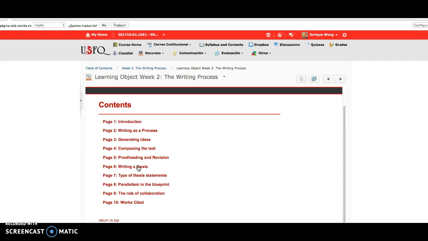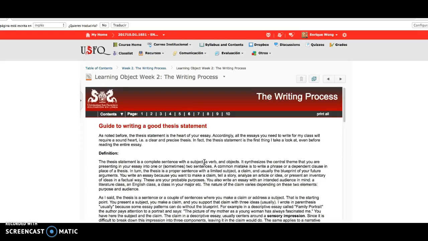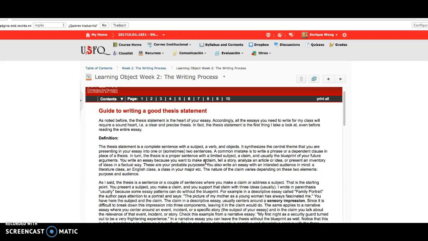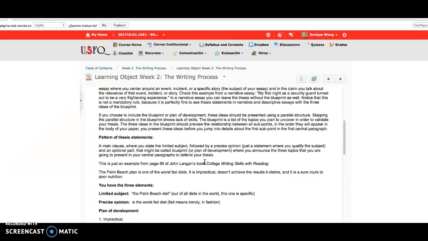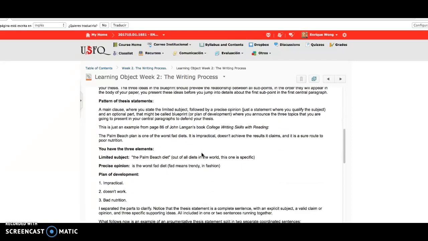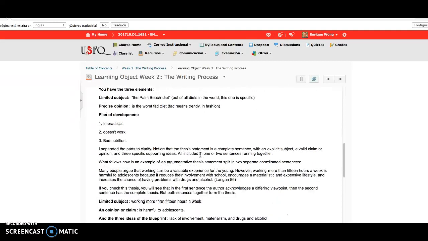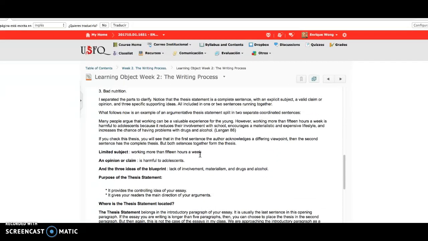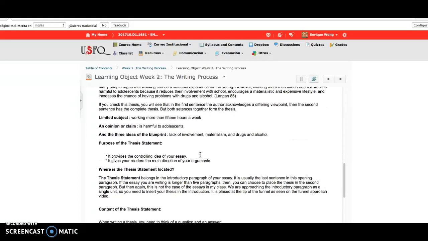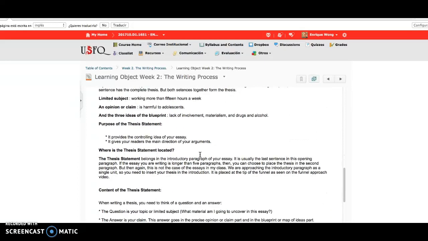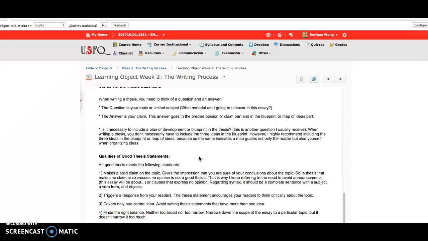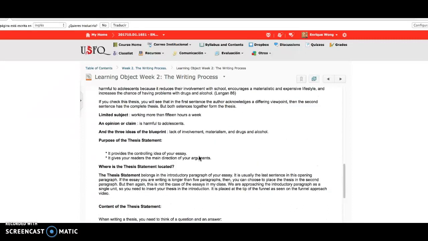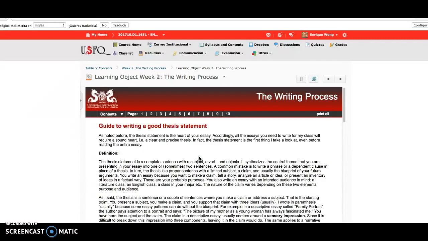If you open the learning object on page 6, you see the guide to writing a good thesis statement. And you have all this information about the thesis, the patterns of a thesis, the limited subject, the precise opinion, the plan of development. You have examples. You have the place of the thesis in your essays, the contents of the thesis, the qualities of a good thesis. So you need to study all this in order to be ready for the test on Friday.